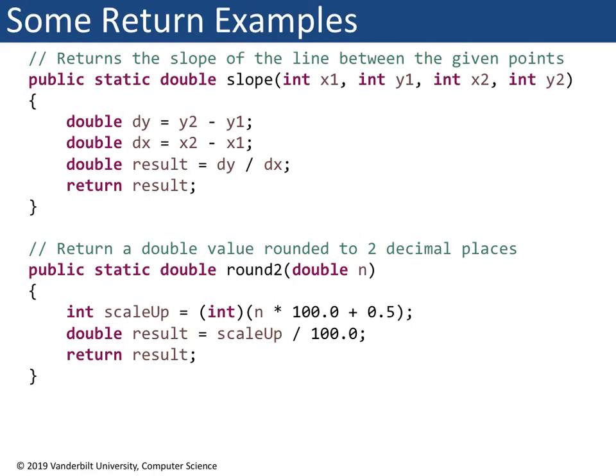Then we have dy divided by dx. Both of these are doubles and will evaluate to a double, and that will be stored in result. Then we have a return statement, and the expression in the return statement simply contains the variable result. Result will evaluate to whatever value is stored in result, and our method will return the value stored in result to the caller.